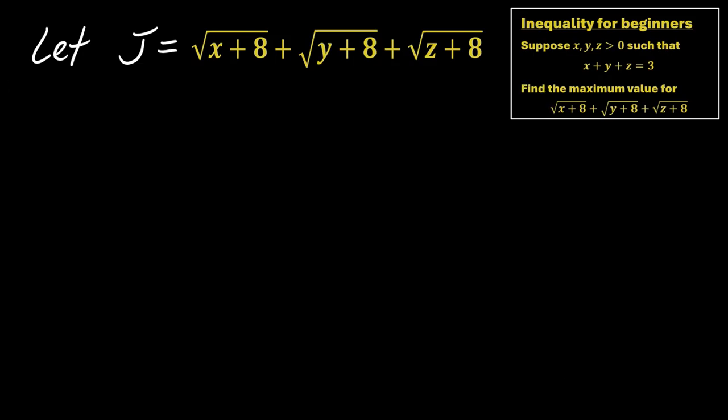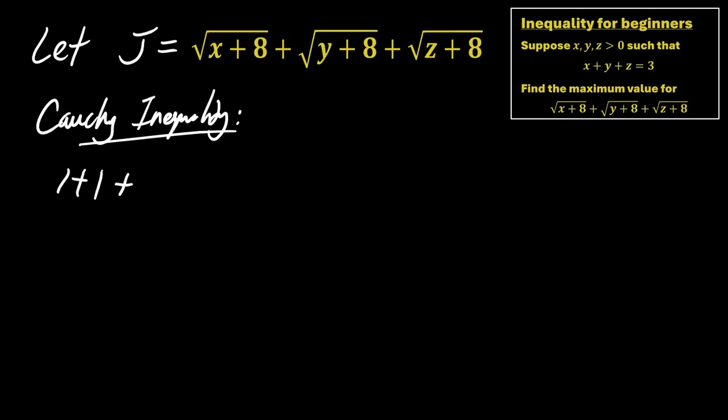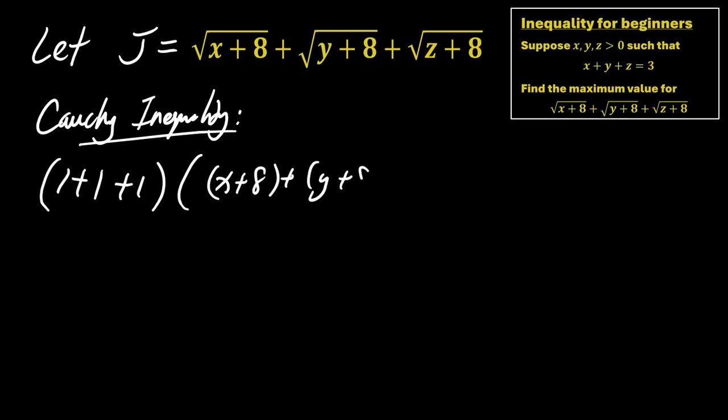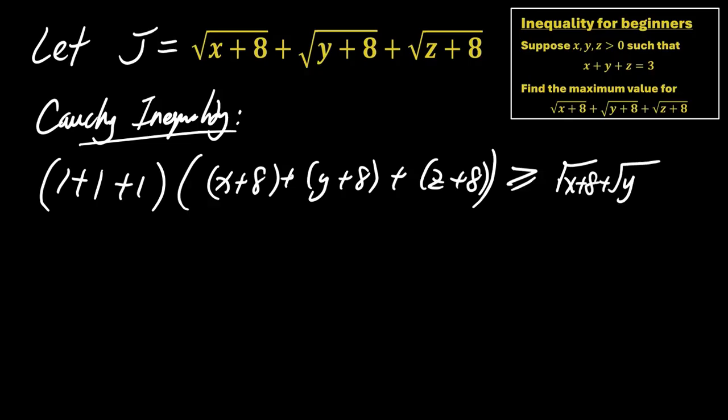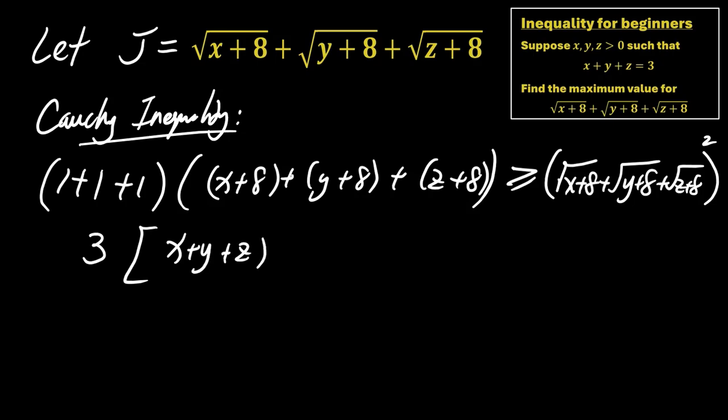This question can be easily solved using Cauchy inequality. We consider 1 plus 1 plus 1 multiplied with x plus 8 plus y plus 8 plus z plus 8. This will be greater than or equal to square root of x plus 8 plus square root of y plus 8 plus square root of z plus 8, squared. So the left hand side equals 3 times x plus y plus z plus 24. The right hand side is J squared.